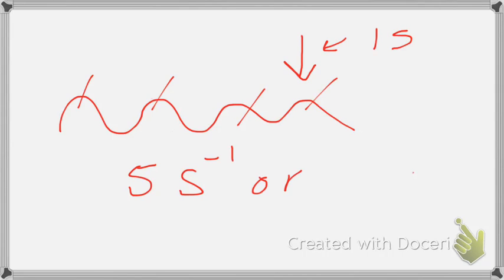Or sometimes we'll write it as hertz. So we'll say 5 hertz. Hertz is equal to a cycle per second. So oftentimes we'll see it written as hertz. Okay? So that's one example.